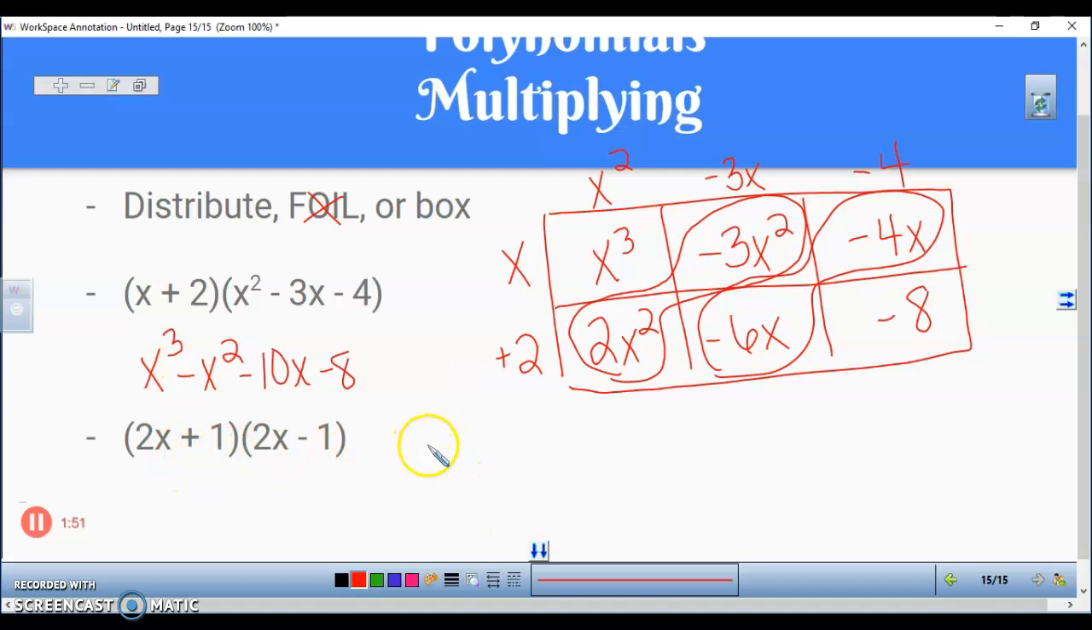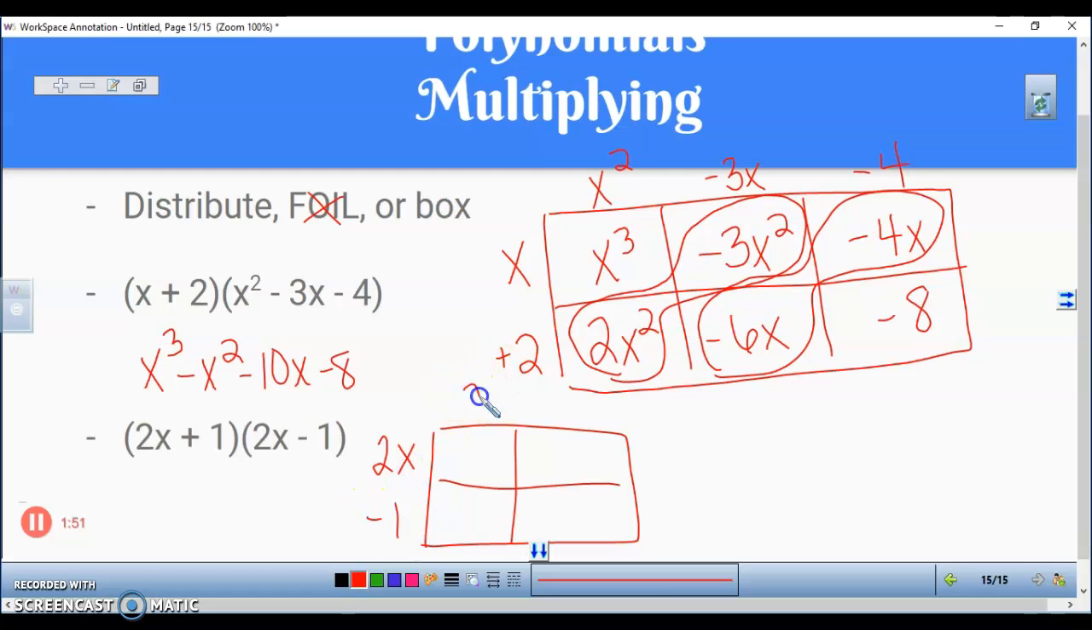Here, I'm going to go ahead and continue with the box method. I need a 2x2 box. I could FOIL if I wanted. So I'll have 2x minus 1 and 2x plus 1. Remember, it doesn't really matter which goes on top or the left. This would give me 4x squared plus 2x minus 2x minus 1. When I combine like terms, they actually cancel. So my simplified answer is 4x squared minus 1. This does happen sometimes. We call that a difference of perfect squares. This would be a binomial with a degree of 2 or a quadratic binomial.